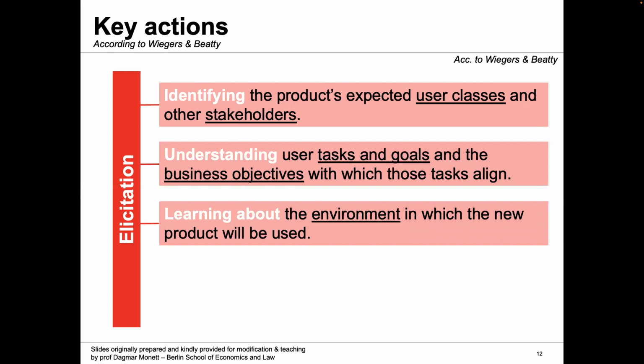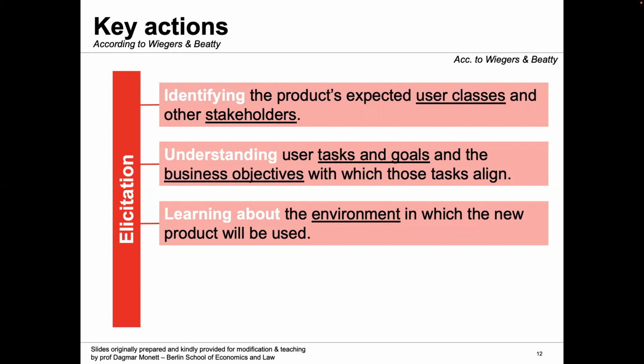Yeah, so a very important key action in elicitation is, again, learning about the environment in which the new product will be used. So for example, I'm going to take you now to Bangladesh. Just imagine that you, as a software developer company, have been hired by a client in Bangladesh, and they are basically an agri-tech startup, and they are looking to make a mobile app for the farmers there, which will provide advisory support to the farmers.